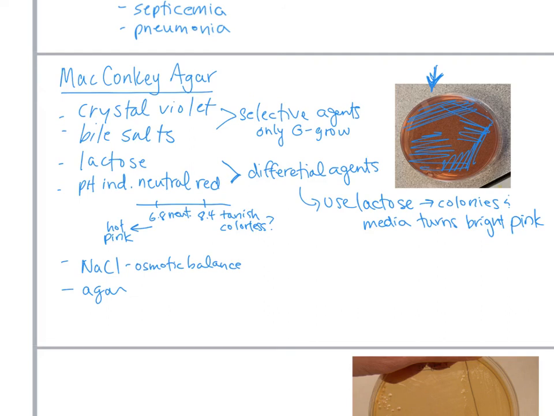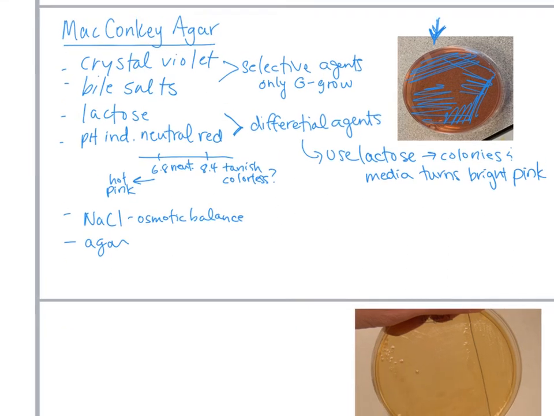Okay. All right. So here is an example of a lactose-negative organism. With that pH indicator neutral red, the colonies are, I don't know, what color would you describe that? Kind of brownish, yellowish, almost tannish. And then here's an example of a lac-positive organism. You know both of these are gram-negatives, because they wouldn't grow on MacConkey if they weren't gram-negative.